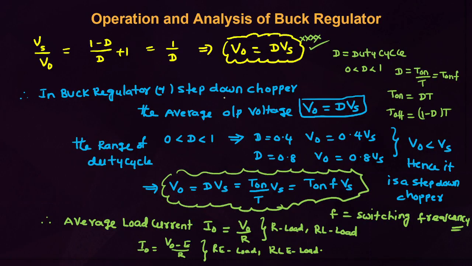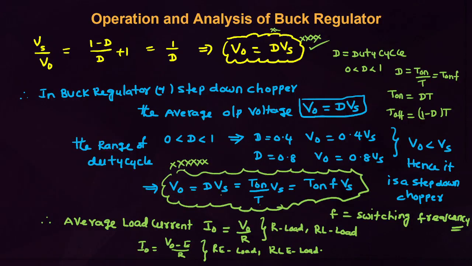Then average output voltage V0 equals D into Vs. This is a very important formula. This you can also write V0 equals D Vs. What is the duty cycle? T on by T. This 1 by T I am writing as F. That is V0 equals T on into F into Vs.